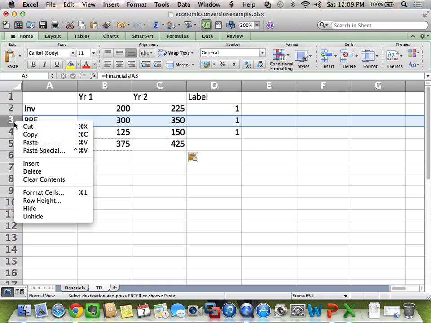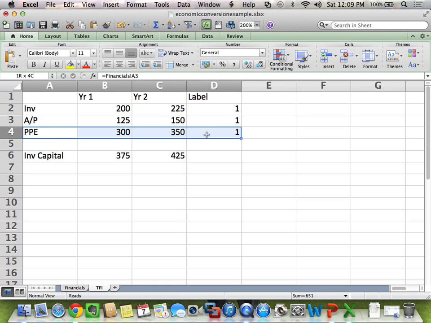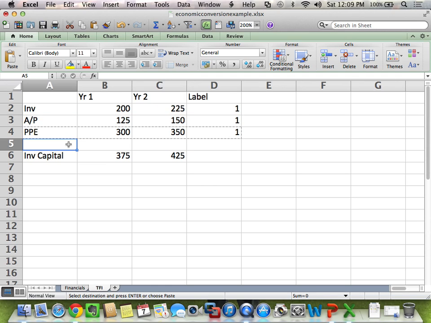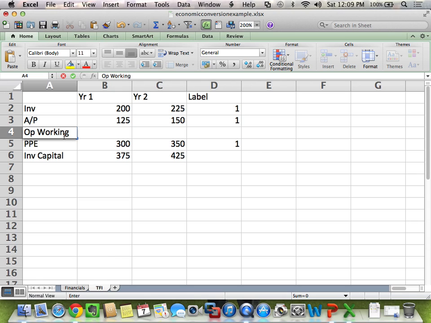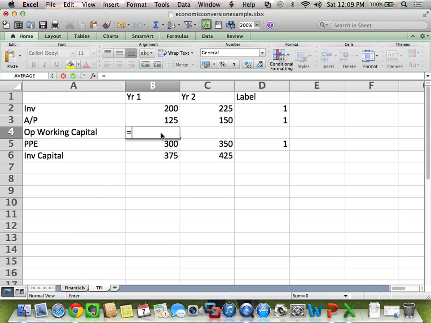But the idea is this: I'm going to take my current assets and net them together, and that is going to be something called operating working capital, which equals current assets minus current liabilities, and I add the working capital to my long-term assets, and that is also my invested capital.